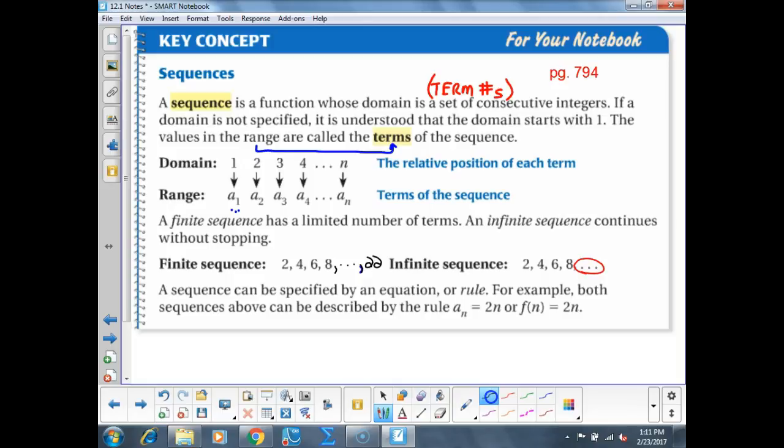We're going to talk more about rules later on. But that's everything that we need to know about sequences.